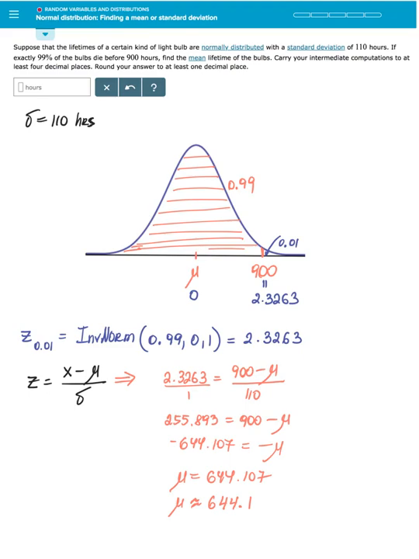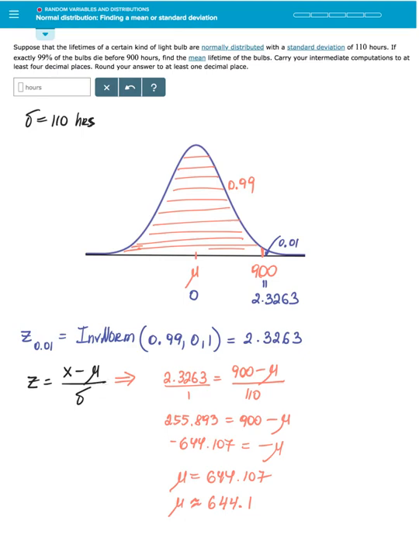What do I do now? I don't know the mean. And the only way for me to connect what I know to what I don't know is to introduce z-scores. Why? Because there is a formula, z equals x minus mu over sigma, and I know the x value of 900, I know the sigma of 110, I want to know what mu is, that's my unknown. If I can only find the corresponding z-score to this x, that would give me an equation with only one unknown, mu, and I can solve an equation with one unknown.